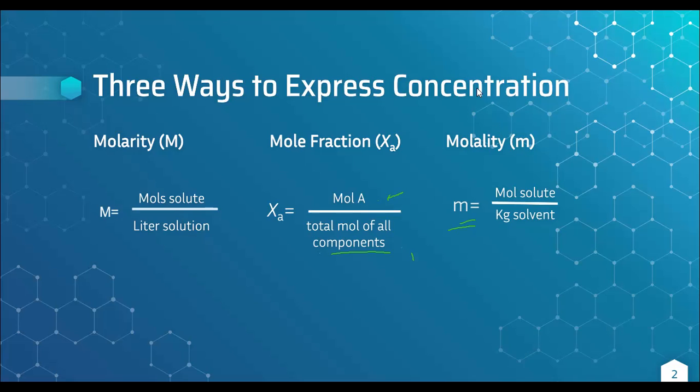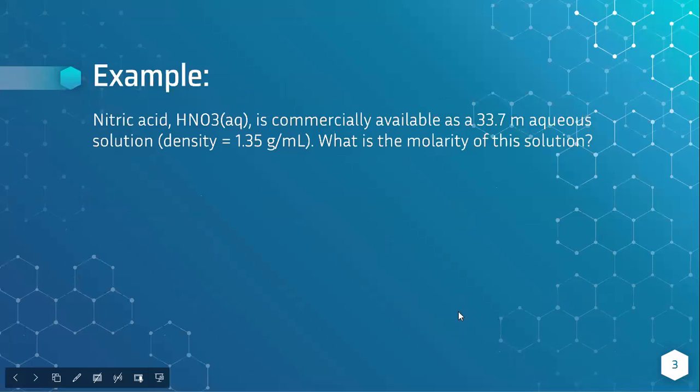Okay, so I'm going to take a look at an example. We have nitric acid. This is an example from your textbook. Nitric acid, HNO3, is commercially available as a 3.7 molal solution with a density of 1.35 grams per milliliter. What is the molarity of the solution?